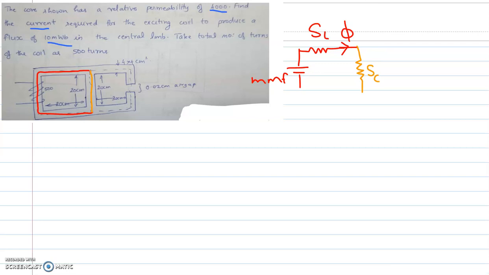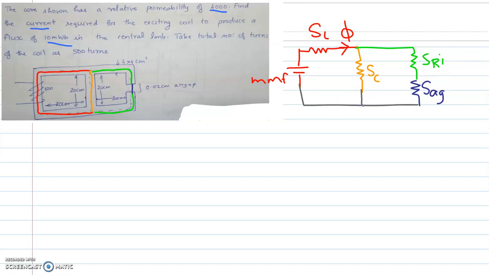Then you have your right limb. The right limb is a combination of iron path and the air gap. First I will mark the iron path. So this is the iron path, this is SR iron, and then you have your air gap. The respective reluctance is S AG. So this completes the total electric circuit.